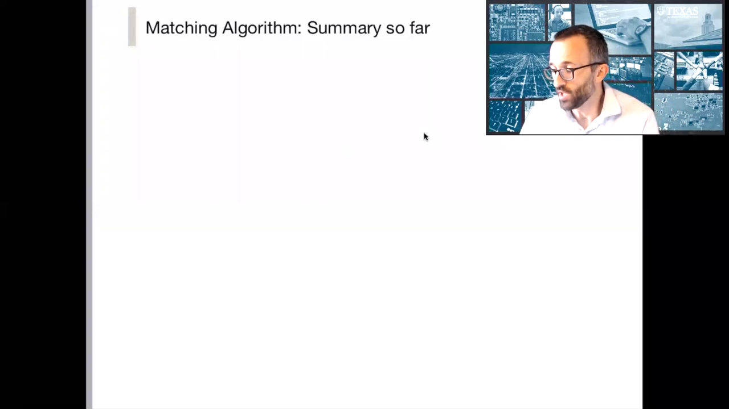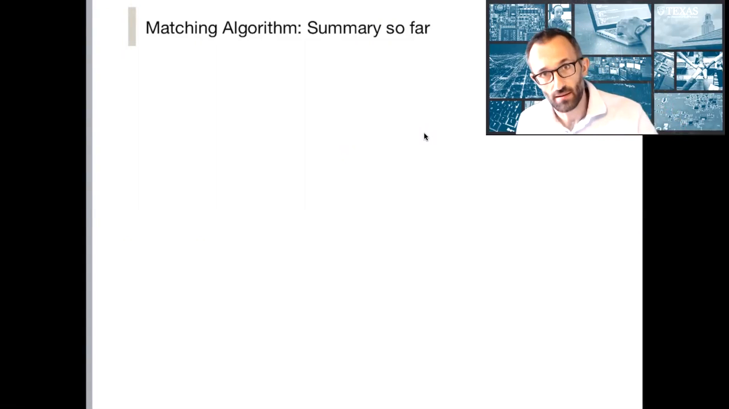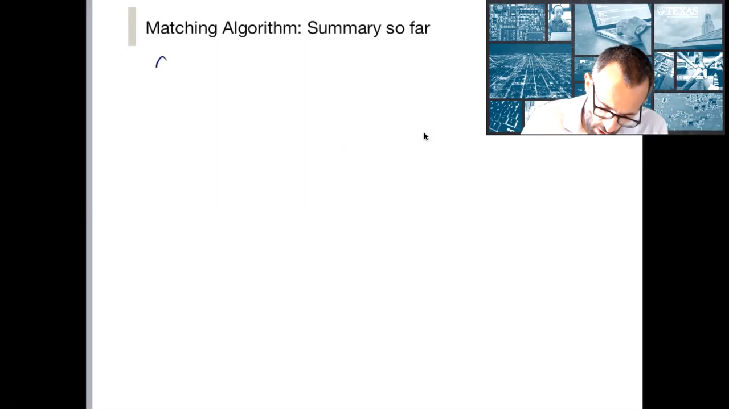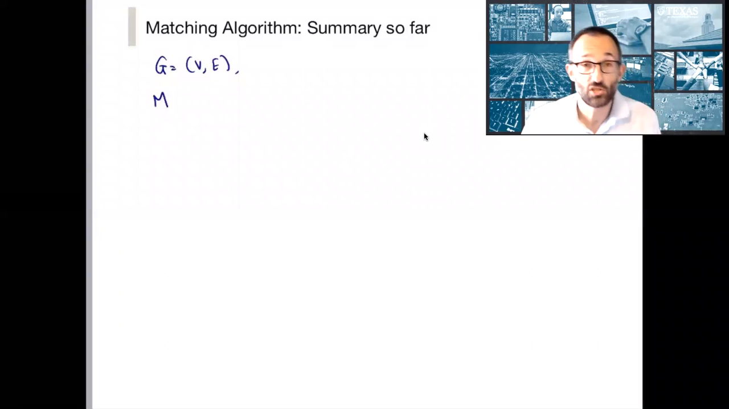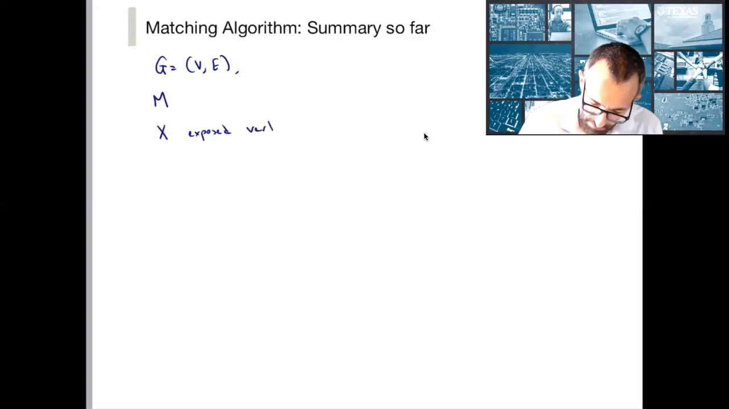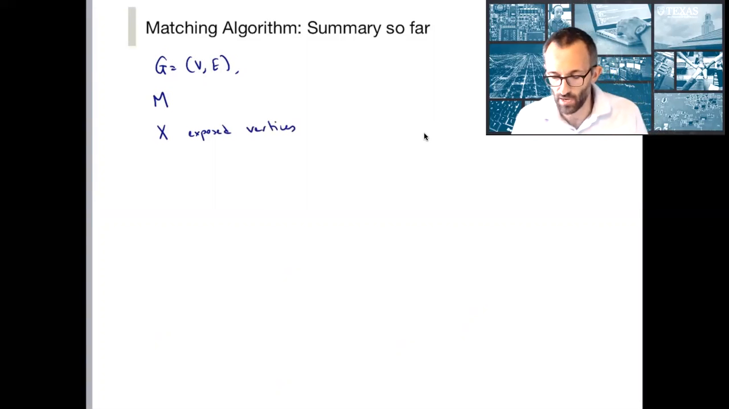Welcome back. We are continuing our discussion of Edmonds' algorithm for finding a maximum size matching in a non-bipartite graph. And a brief summary of what we've said so far. We have our graph, we have our matching M, and we're looking for an augmenting path. And X is the set of exposed vertices that are not covered by the matching.